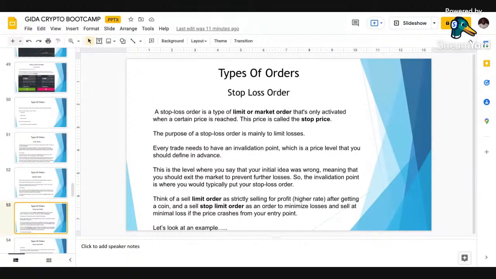So instead of the loss to be so huge, you are using stop loss to limit your losses. That is what stop loss order is.